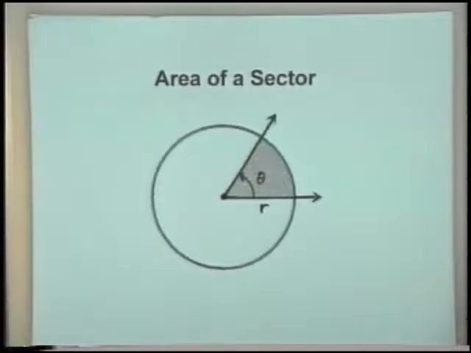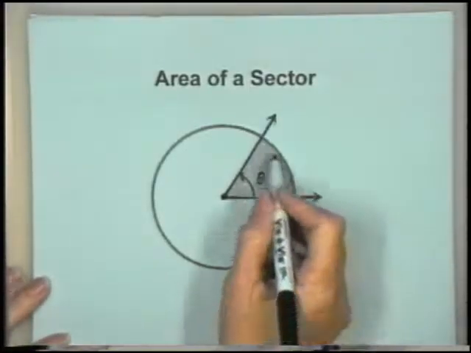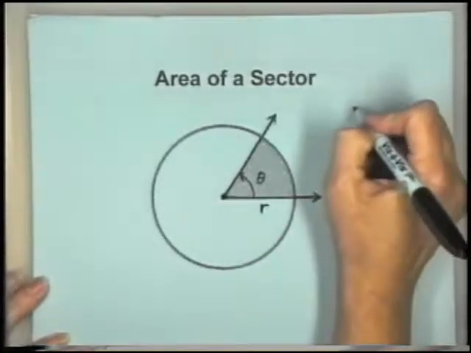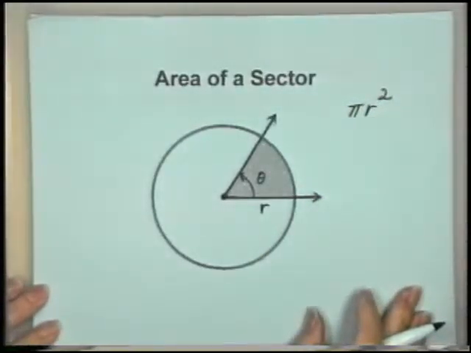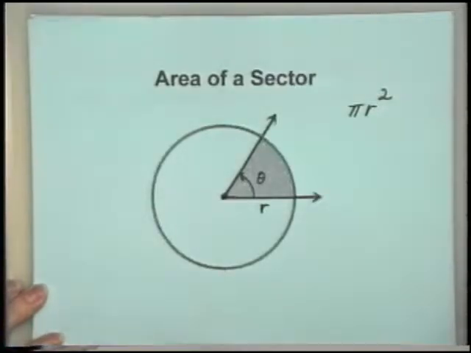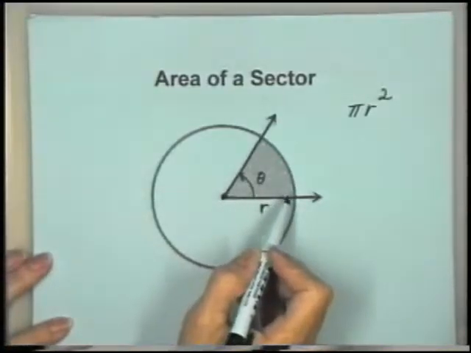Now, we will derive that formula, and to derive that formula, we use our knowledge about the area of a whole circle. If we wanted to find the area of this whole circle, it would equal pi r squared. As it turns out, there is a proportionality between the central angle and the area of the circle, or the area of the sector. And that's what we're going to use.